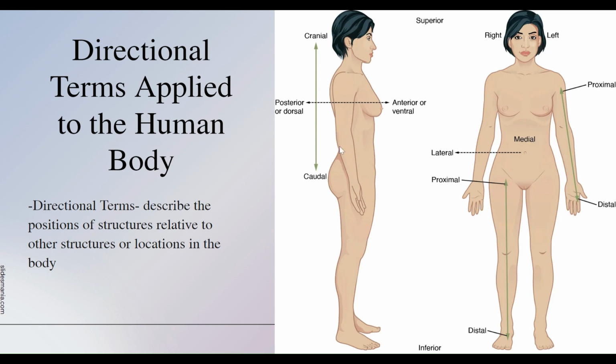All right, so cranial is up top, caudal is down low. Posterior or dorsal means along the back, anterior or ventral means along the front, superior is up high, inferior is down low, medial is in the center, and lateral is off to the sides. And then proximal is really close to the core of your body, and distal is further out, right? Proximal, distal.